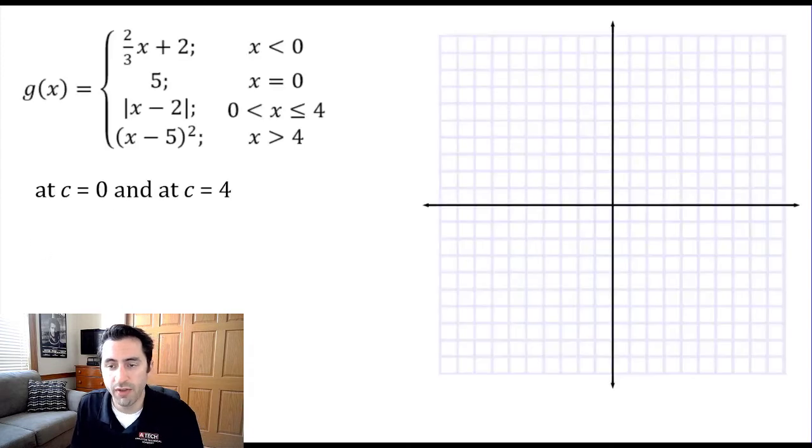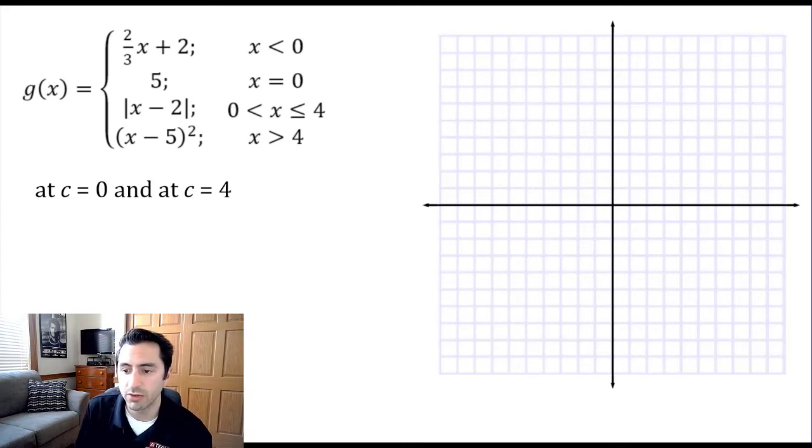So here I have a function, and what I'd like to do is figure out if this function is continuous at a couple values for c, and if it's discontinuous, what type of discontinuity we have. So this piecewise function is broken up into 4 parts, and let's start by graphing this. I'm just going to work my way from left to right.